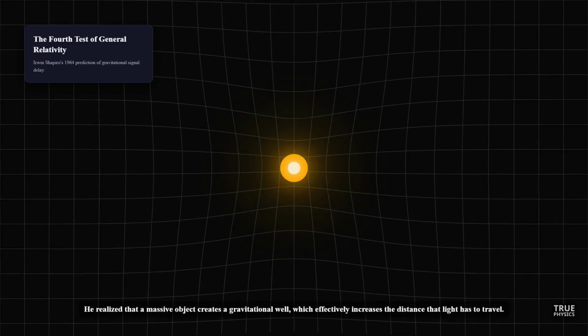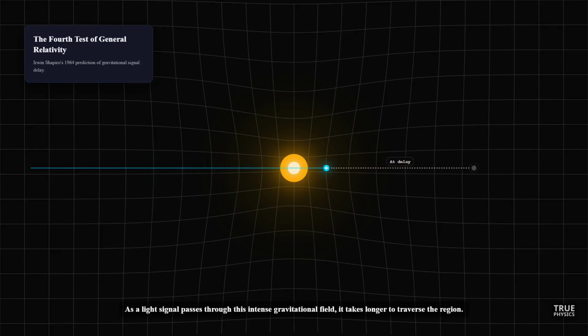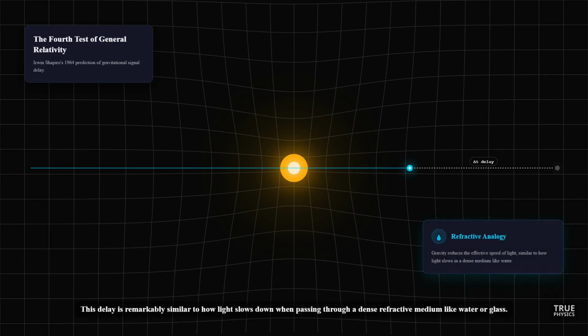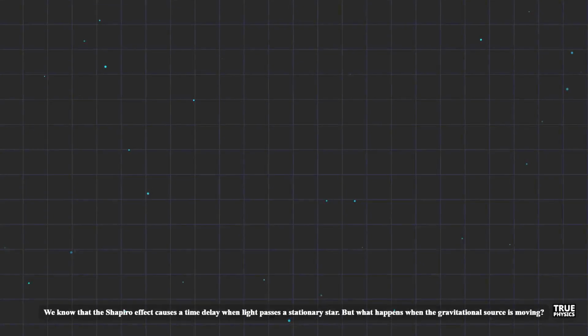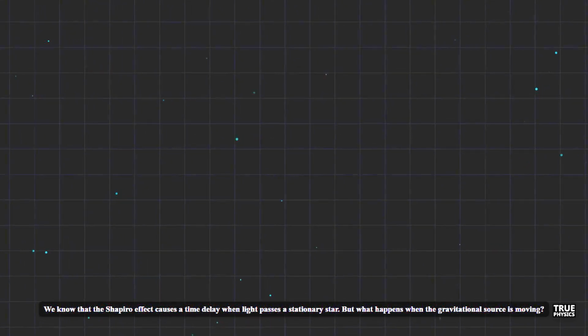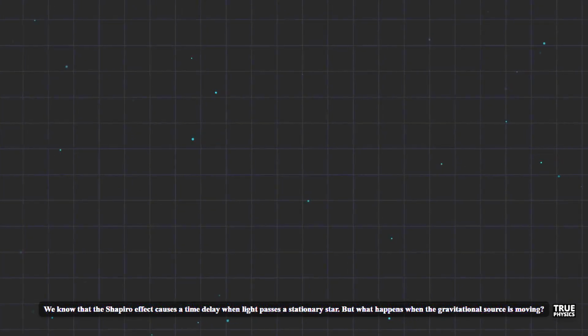He realized that a massive object creates a gravitational well, which effectively increases the distance that light has to travel. As a light signal passes through this intense gravitational field, it takes longer to traverse the region. This delay is similar to how light slows down when passing through a dense refractive medium like water or glass. We know that the Shapiro effect causes a time delay when light passes a stationary star.